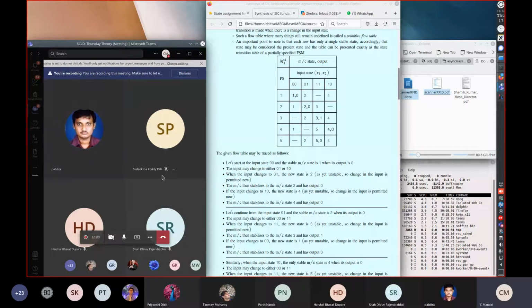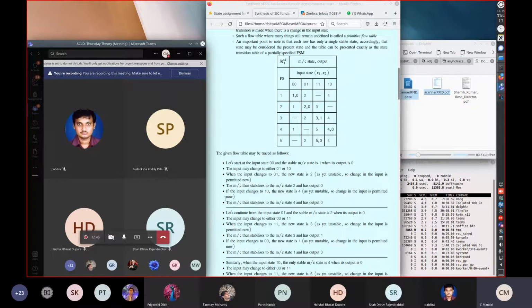So what we saw last time is that the flow table is constructed with the assumption that only one of the inputs can change at a time. According to that assumption, the flow table can be constructed. Once the flow table has been constructed, it can be treated just as an incompletely specified finite state machine, and then state reduction can be carried out.